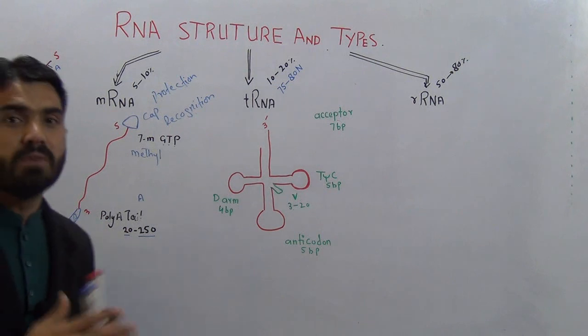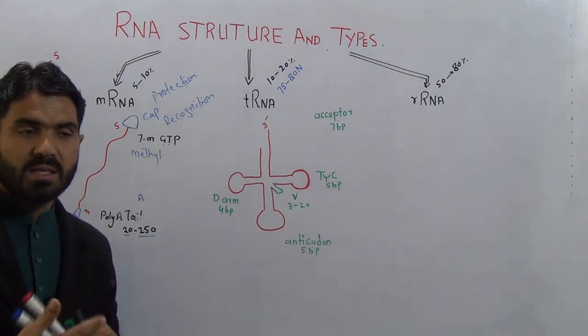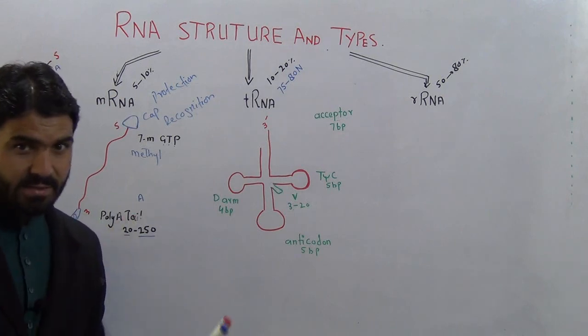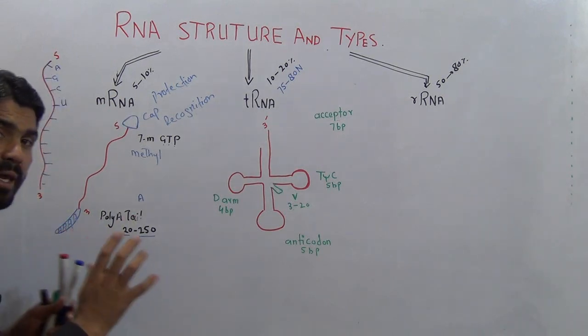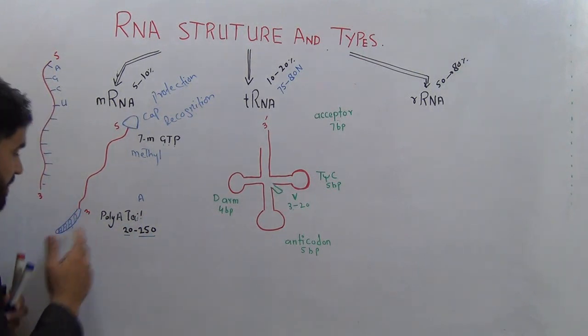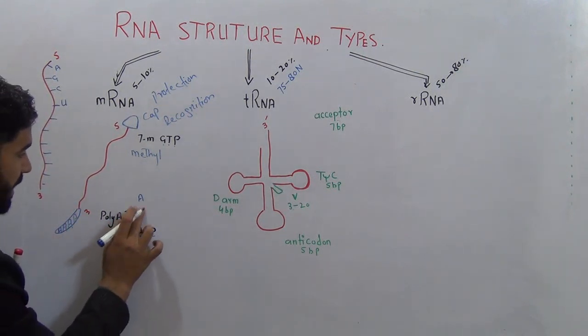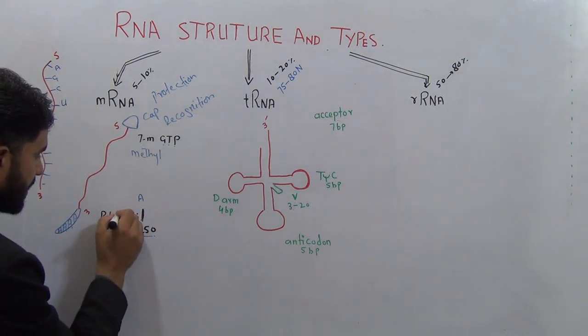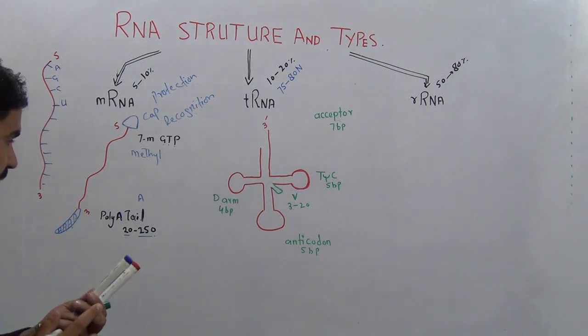I think you know adenine very well. Adenine, guanine, cytosine. These are the nitrogenous bases which are present in the nucleic acid. So here many adenine molecules will be added at the 3' end. This is called the poly A tail. Now what is the purpose of this poly A tail?